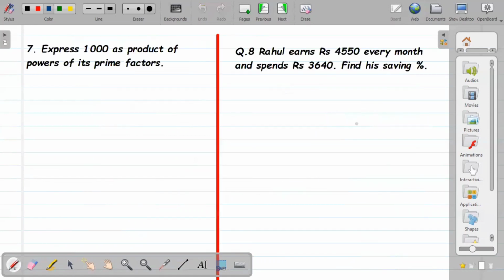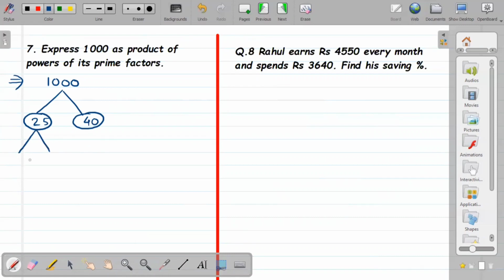Express 1000 as a product of powers of its prime factors. Okay, so in the previous video, we have already seen how to find the prime factors of a particular number. Let's just revise it one more time. Now for this, we will use the tree method. Okay, now write any two factors of this 1000. I can write 25 times 40 is 1000.